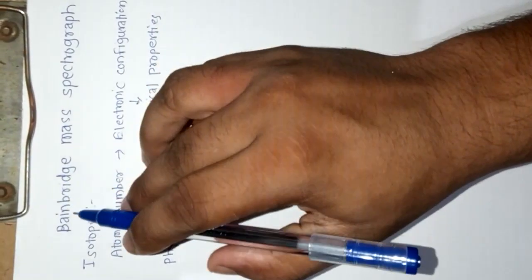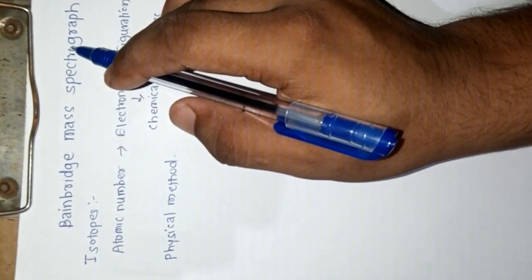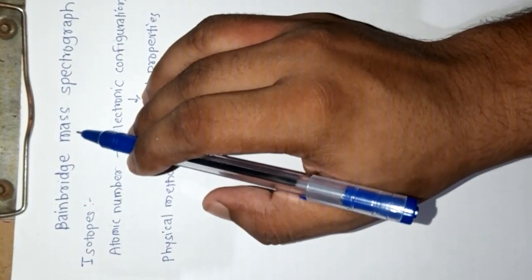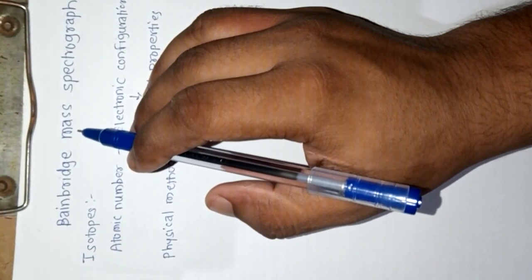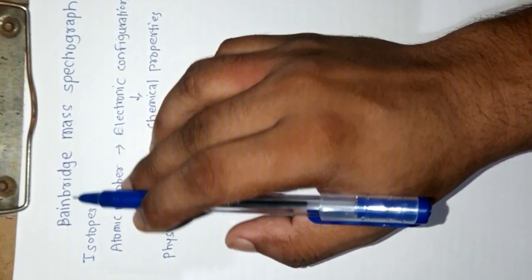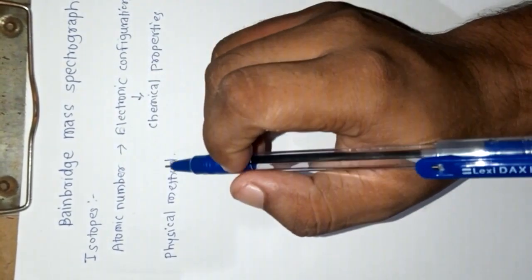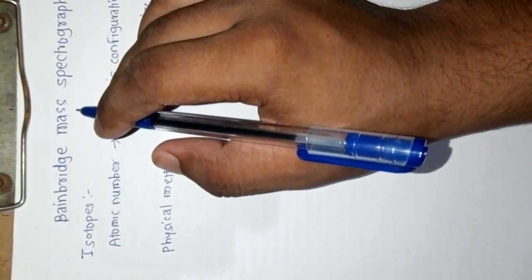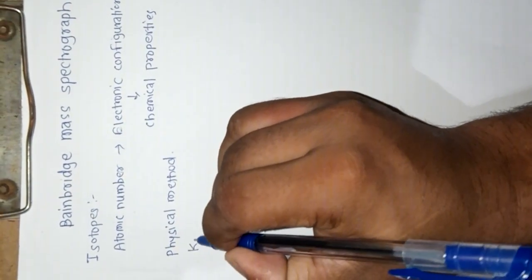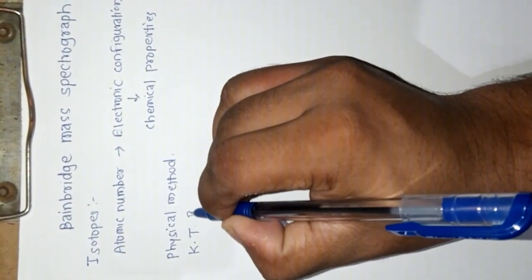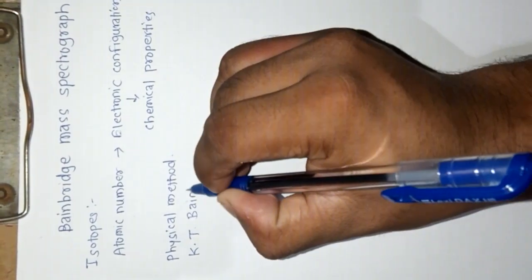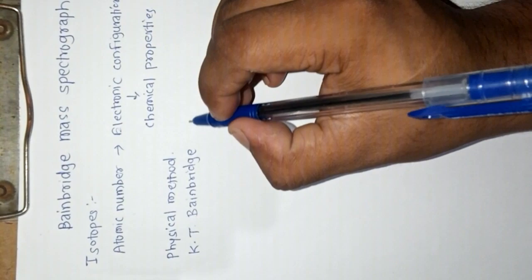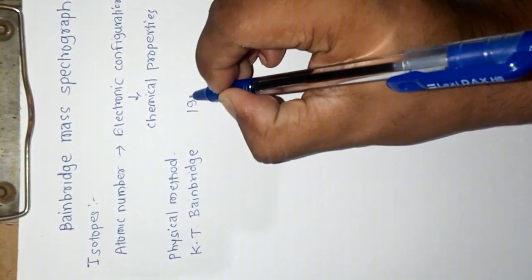This is the Bainbridge mass spectrograph. You can also call this device a Bainbridge mass spectrometer, or another name is the Bainbridge magnetic deflection mass spectrograph. This Bainbridge mass spectrograph was designed by K.T. Bainbridge in the year 1933.